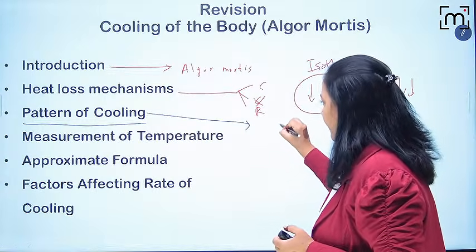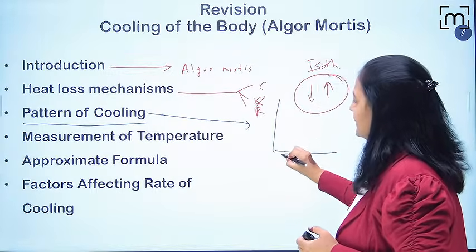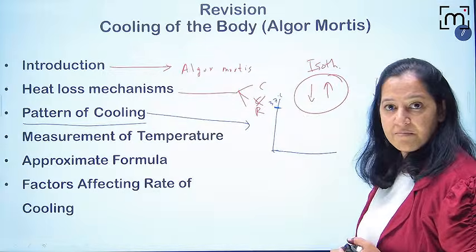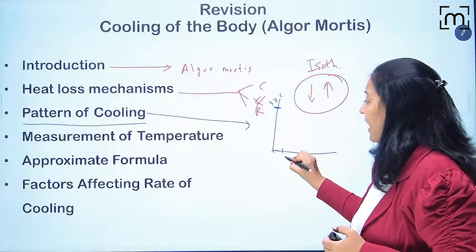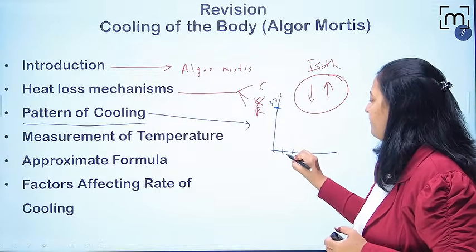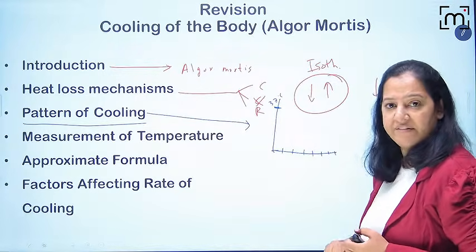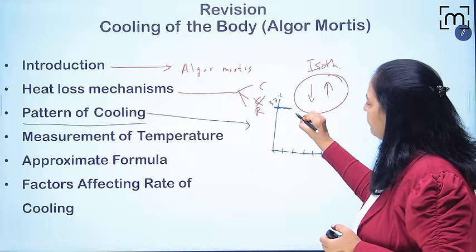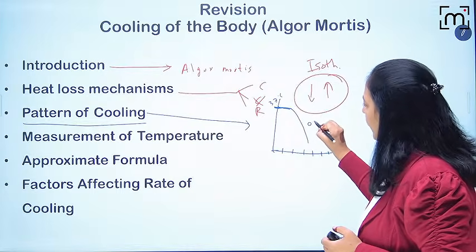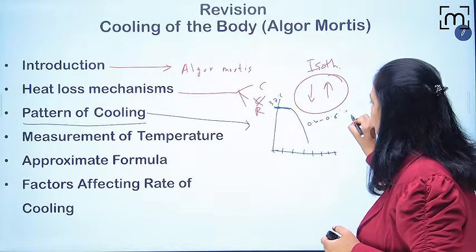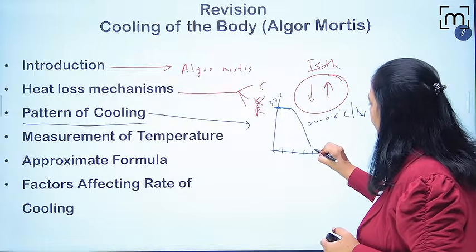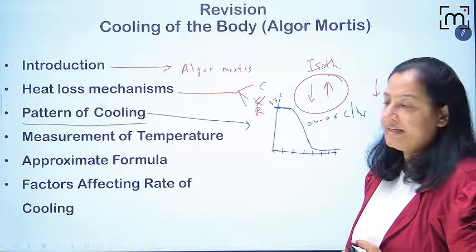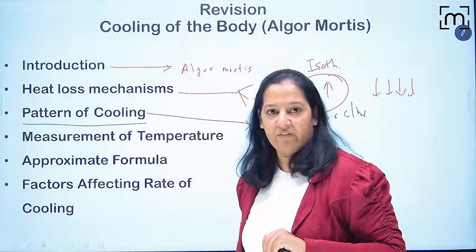If you want to draw the graph of the pattern of cooling, the graph has an x-axis and y-axis. On the y-axis we will take the temperature, 37 degrees Celsius, the normal human temperature. Here we will take the time: half hour, 1 hour, 2 hour, 3 hour, like that. Initially for half to 1 hour, it's a plateau. After that, it falls uniformly at a rate of 0.4 to 0.6 degrees Celsius per hour till it becomes equivalent to the environment and again becomes a plateau. You should be able to draw this graph with clarity in your exam, showing the 3 phases of the cooling pattern.